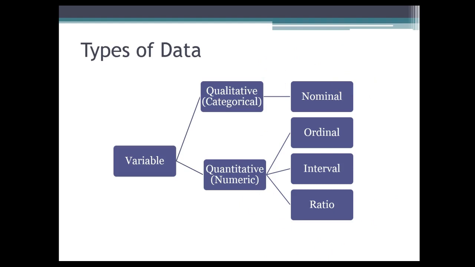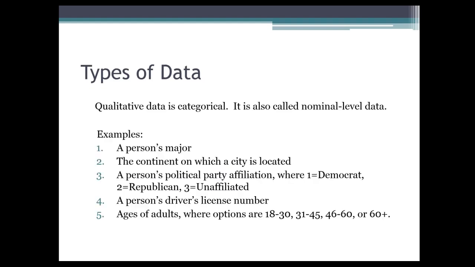So there's nominal level data, and that's qualitative. Actually, nominal is a synonym for qualitative, categorical. We use those interchangeably. But then within quantitative data, we could be looking at ordinal level data, interval level data, or ratio level data.